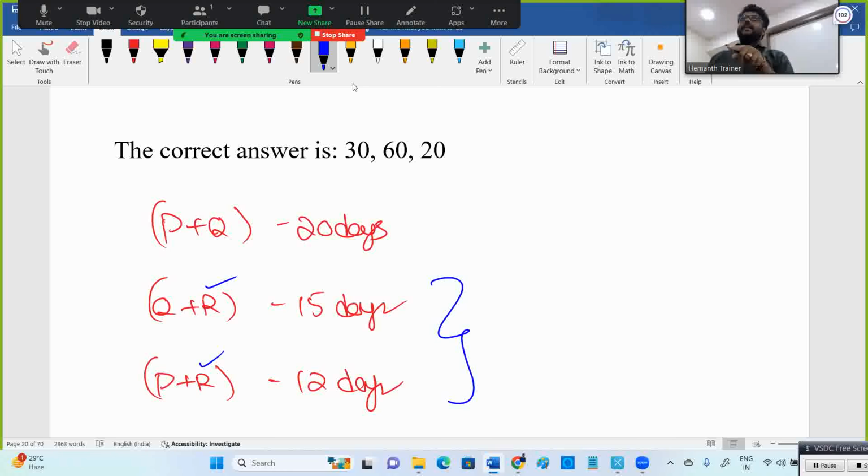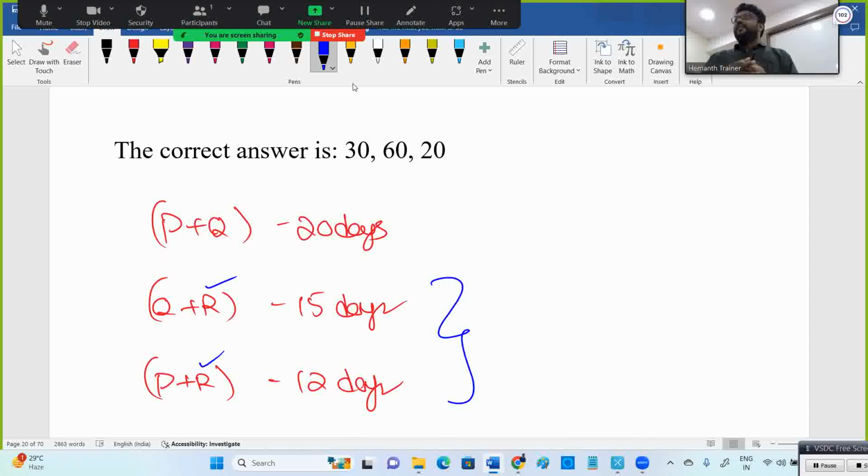See, as R is not there, P and Q take more time. R can work fastly. As R is not there, that is why P and Q are taking more time. You can understand it like that also. R can complete the work fast. Who takes more time? Take the highest two. Common in that is Q. Q will take more time. You already got P 30, Q 60, R 20. Q is 60, more time.